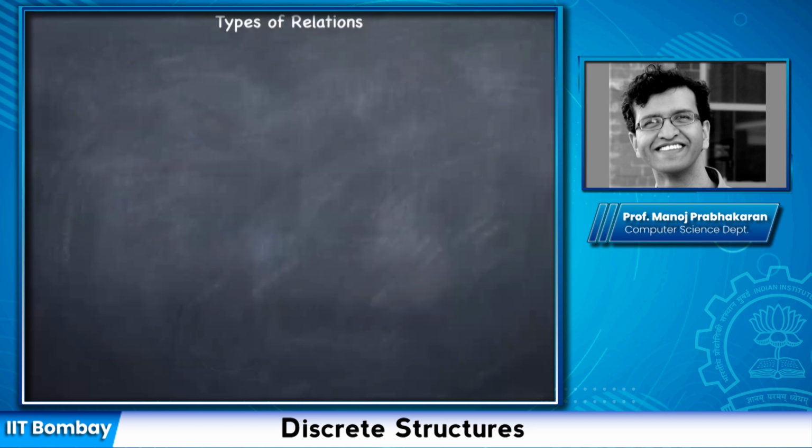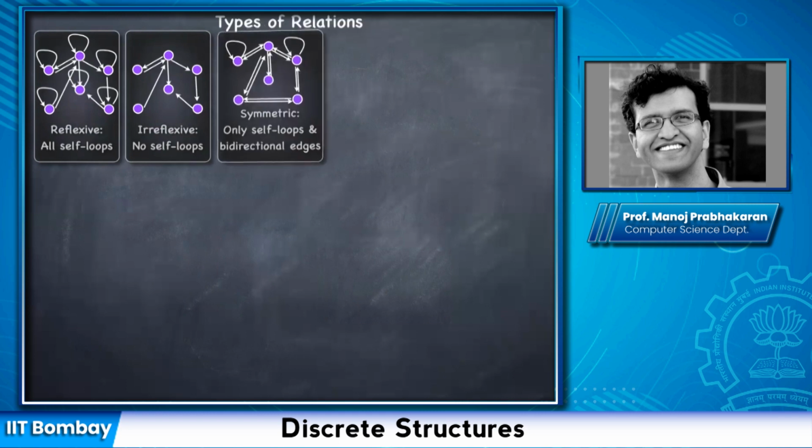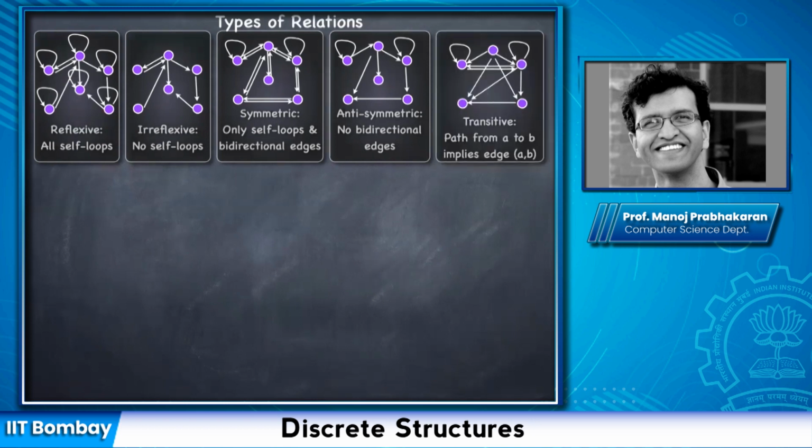All right, so just to summarize the types of relations, we talked about reflexive and irreflexive in terms of the self loops, all of them being present or all of them being absent. We talked about symmetric and antisymmetric in terms of all the non-self loop edges being all bidirectional or all unidirectional. And we also talked about transitive relations, namely, if there is a path from A to B, then there should be a direct edge from A to B.